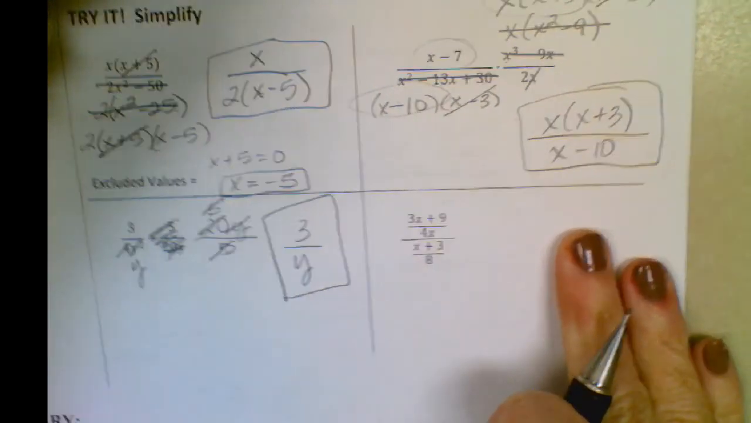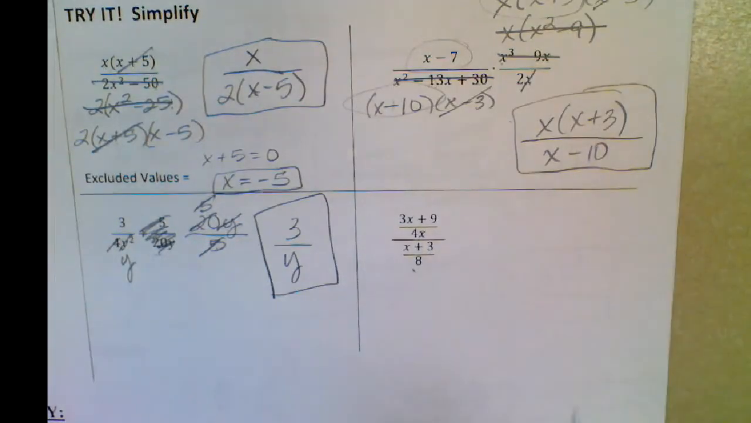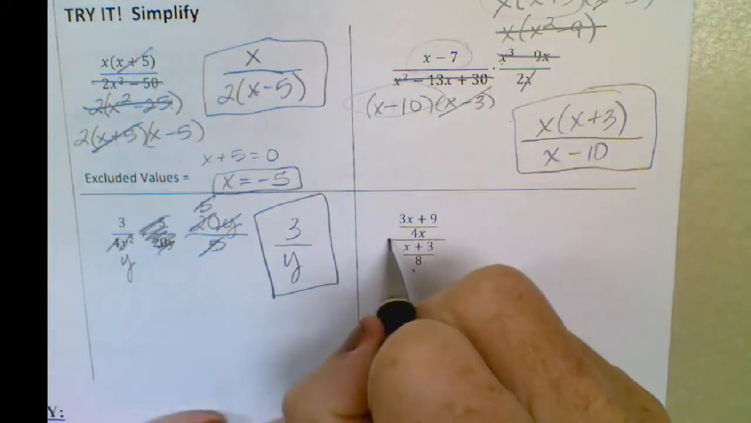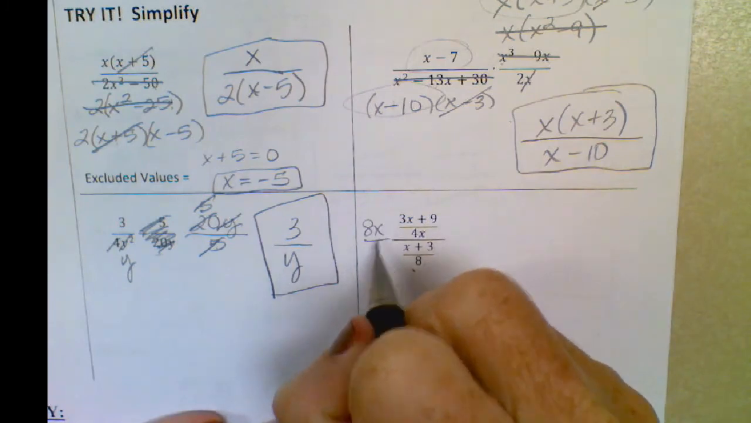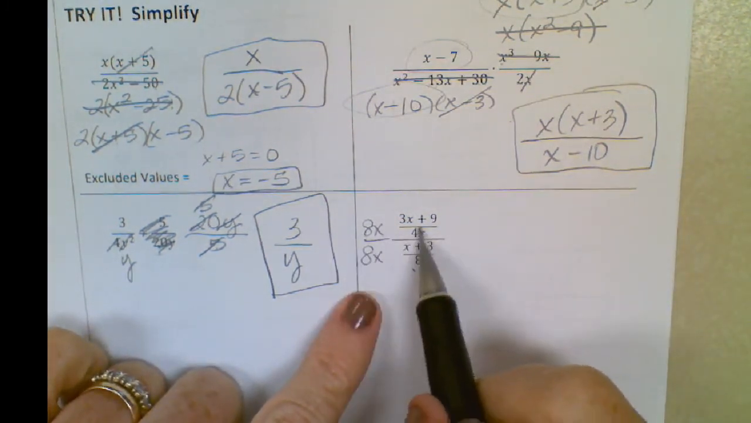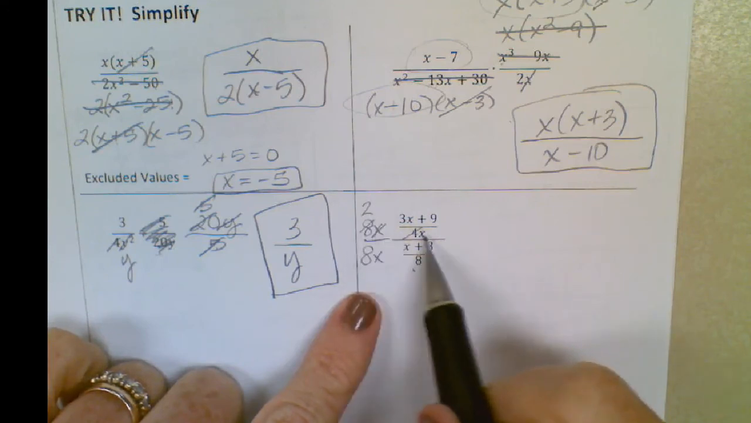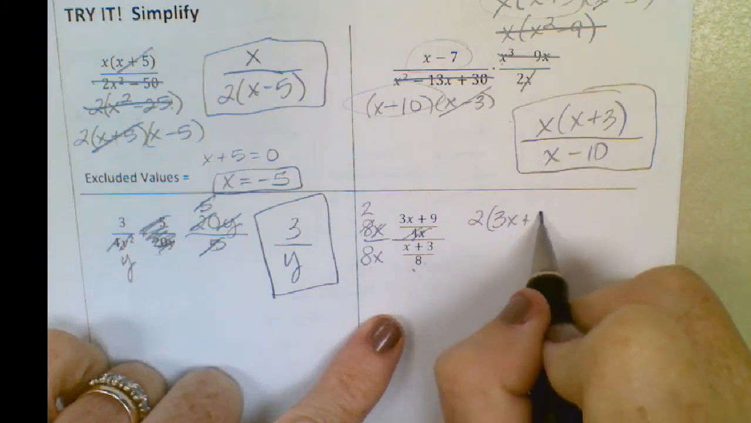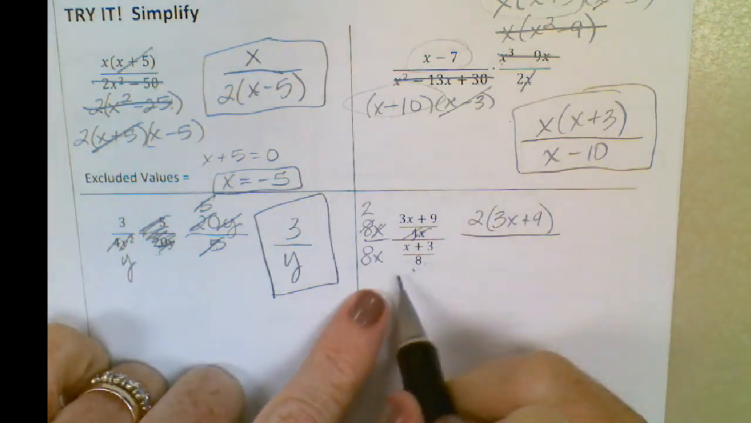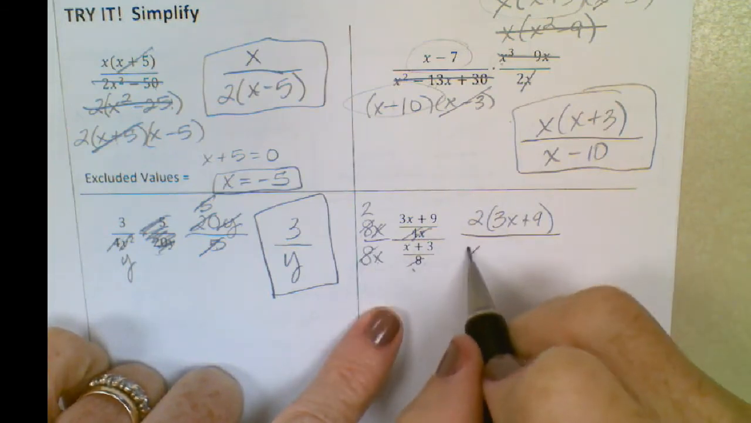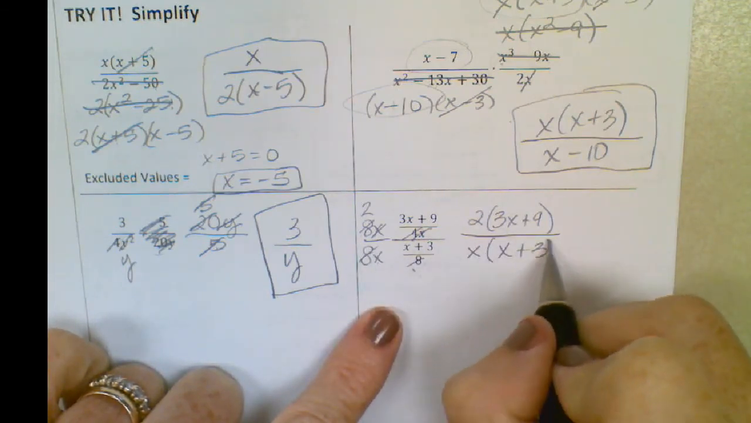Okay, lastly, so 4x and 8. I know that 8 is a number that 4 and 8 can both go into, but I also need to include that x. So I'm going to multiply this by 8x over 8x. So 4 goes into 8 twice, and the x's cancel. So on the top, I get 2 times 3x plus 9. And in my denominator, 8 goes into 8x, the 8's cancel. I would have x times x plus 3.